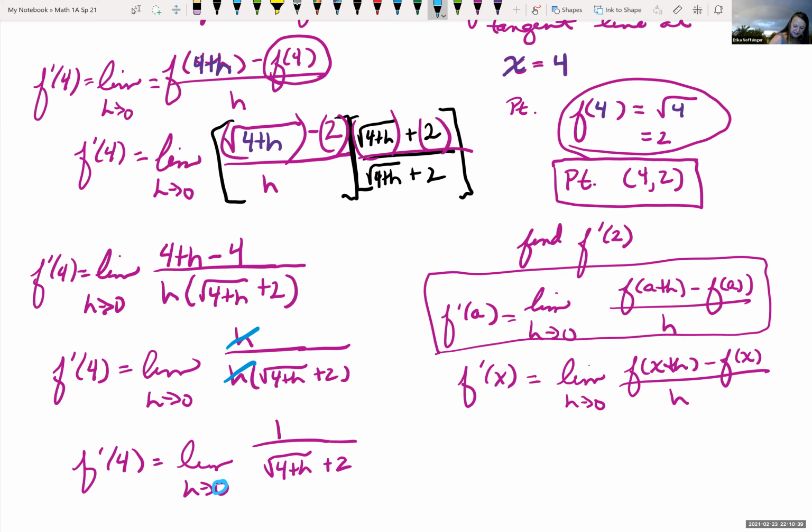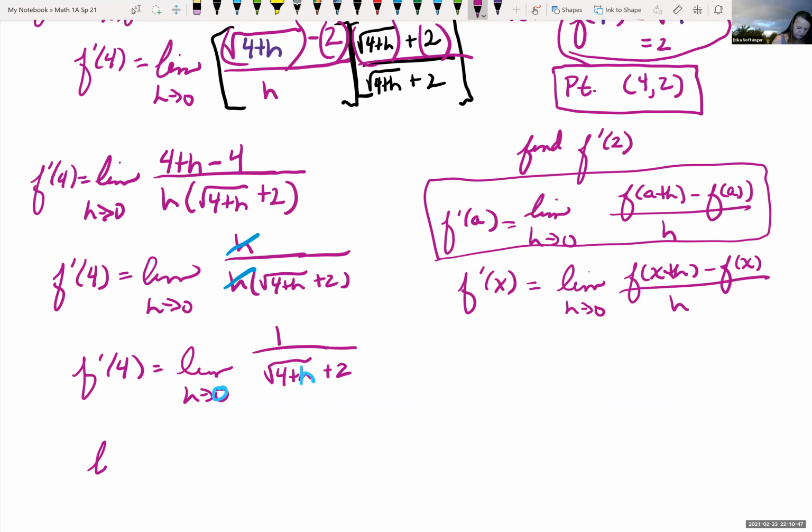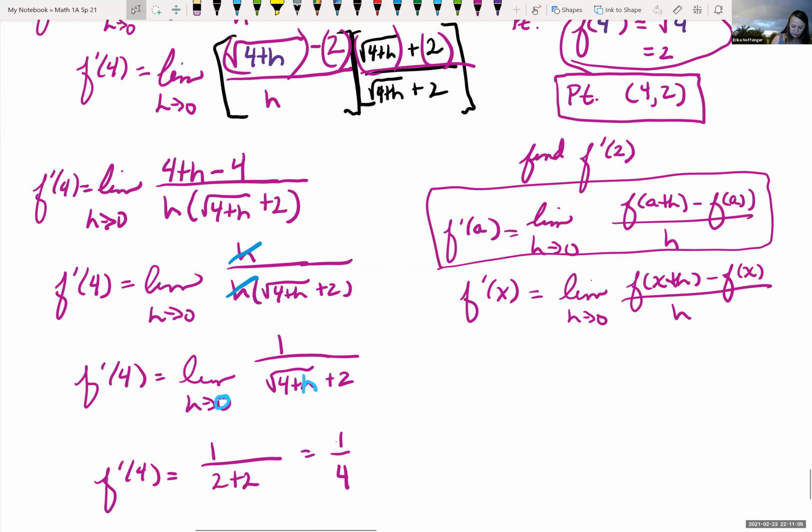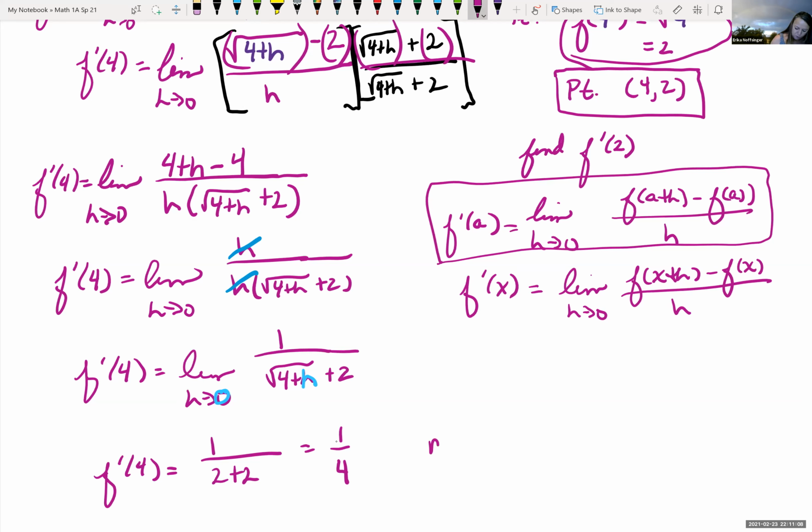Direct substitution now. We find f prime of 4 is equal to the numerator of 1 all over the square root of 4, which is 2, plus 2, or 1/4. So we found that our slope was 1/4. We found our point was (4, 2).